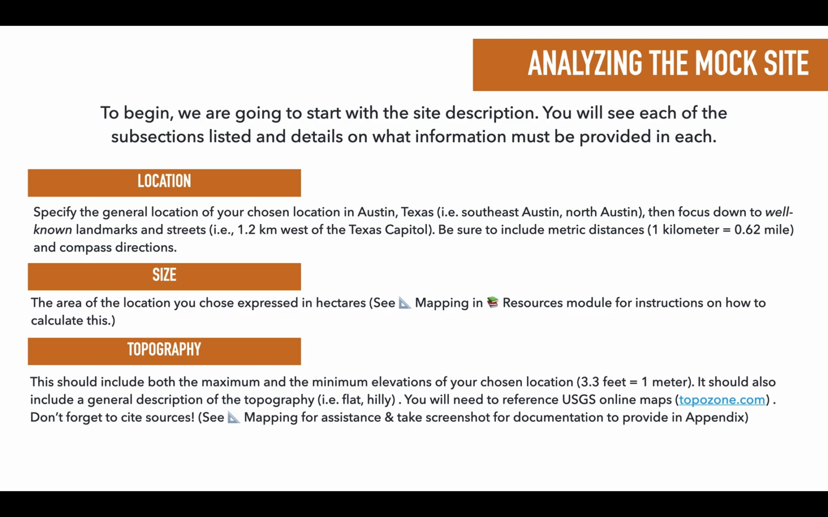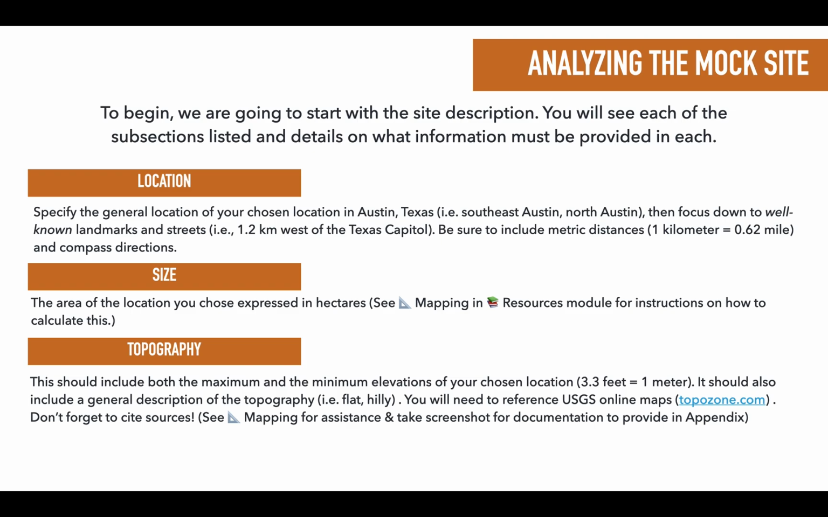But I want you to provide first an overview of what the actual general topography is. So is it relatively flat, relatively hilly? Is it a drastic change in elevation or a dramatic change in elevation? First step. The second is I want you to provide actual measurements. So use the TopoZone topographic maps to provide a relative maximum and minimum elevation for the area.